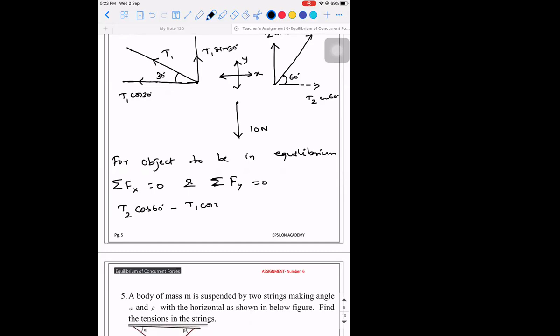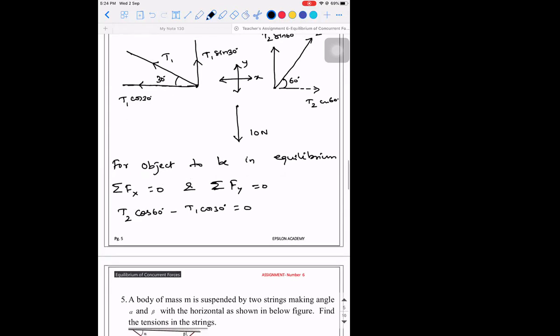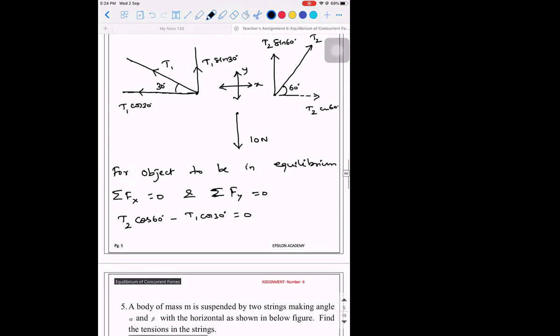See, T2 cos 60 minus T1 cos 30, I can write it as 0. Why did I put a minus sign? Because they are in the opposite direction. Similarly, for sigma Fy to be 0, what are all the upward forces? T1 sin 30 plus T2 sin 60 minus 10 Newton equal to 0. So how many unknowns are there in the question? 2 unknowns. So 2 unknowns means you need 2 equations. Solve those 2 equations, you will get the answer.